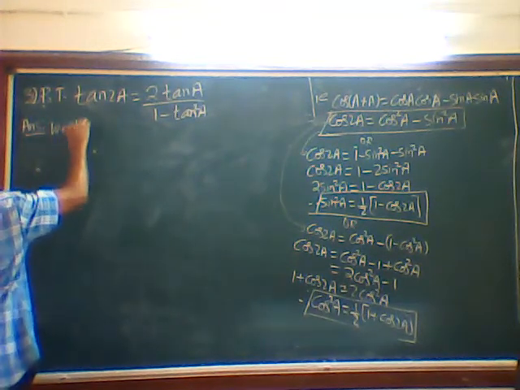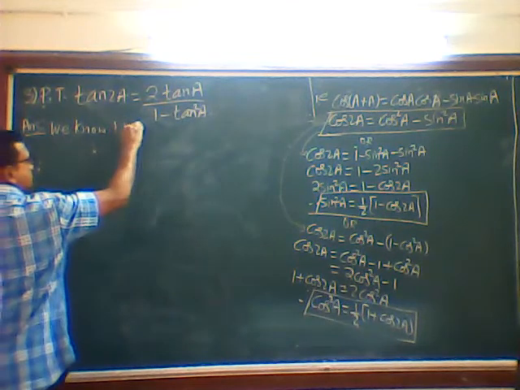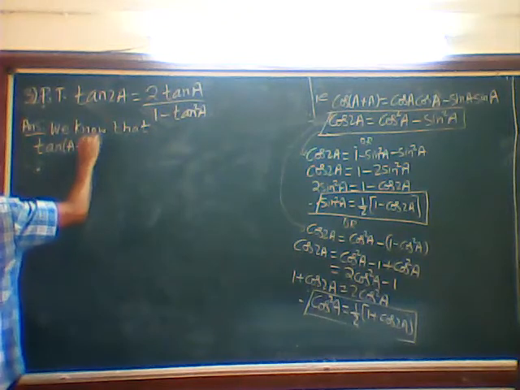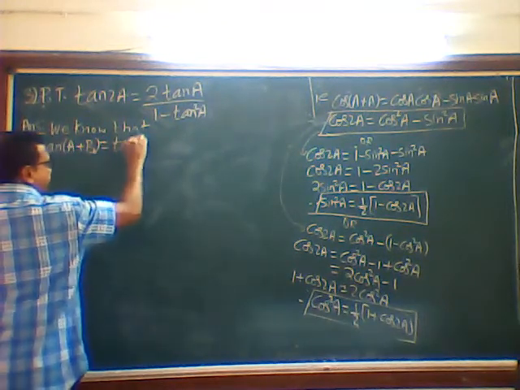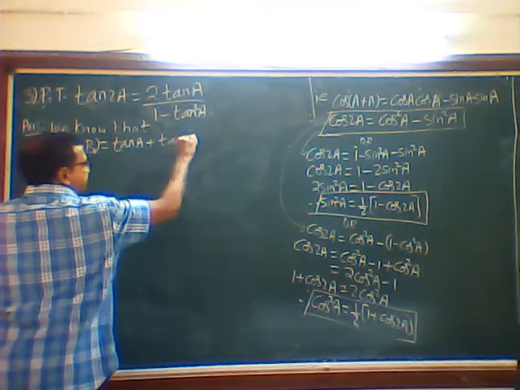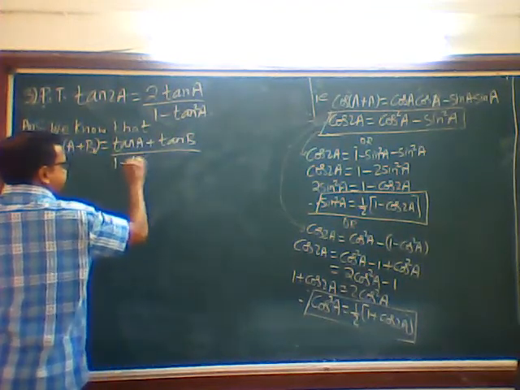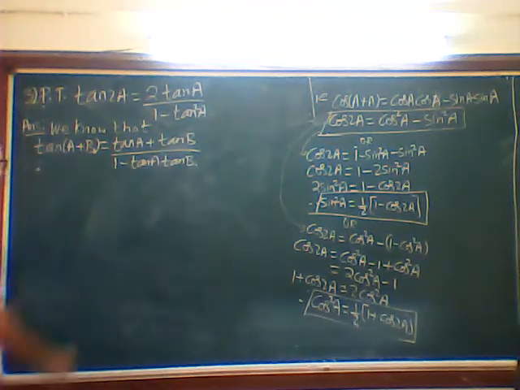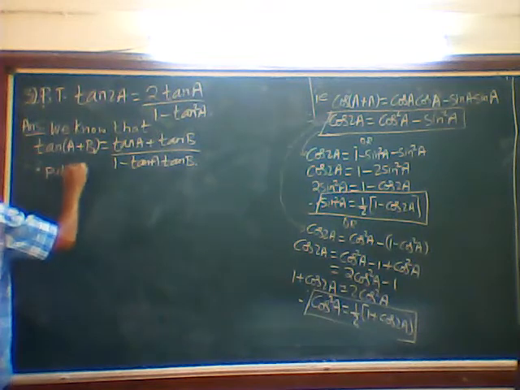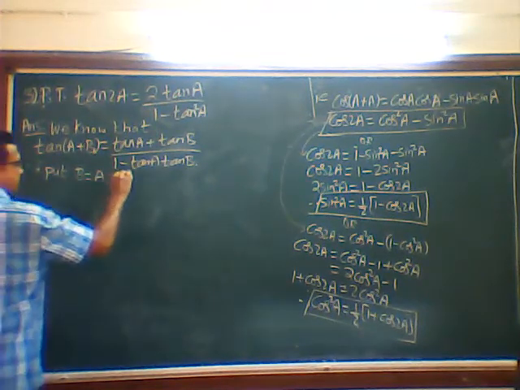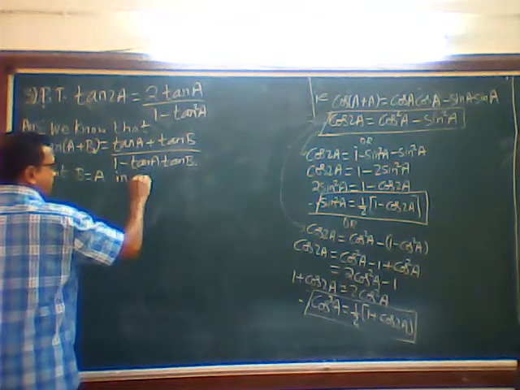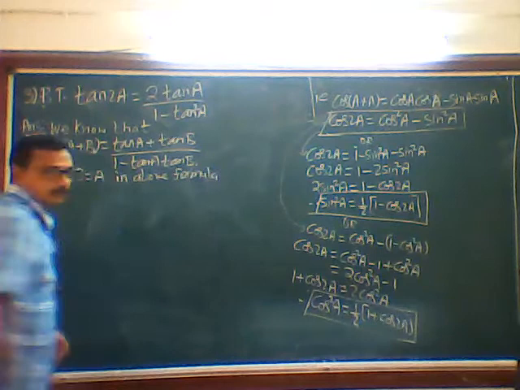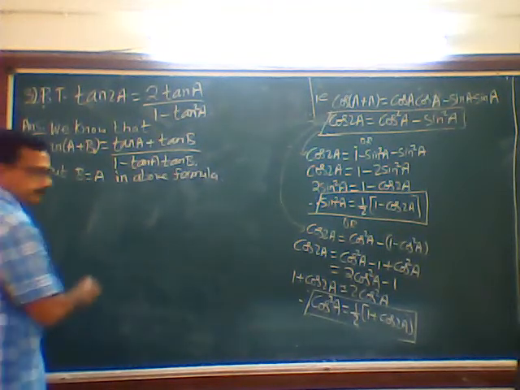We know that tan of a plus b, what is tan of a plus b? Last class we have learned: tan a plus tan b, whole thing divided by 1 minus tan a tan b. Okay, put b is equal to a in the above formula.